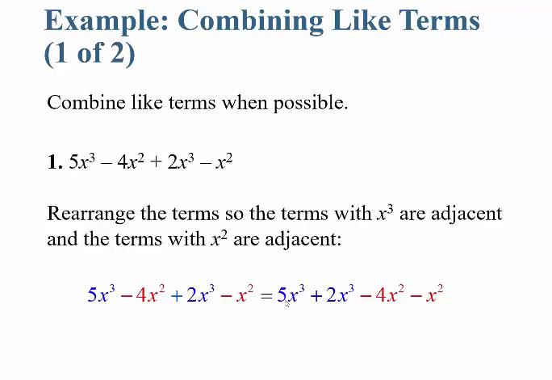So now once you have it here, 5x cubed plus 2x cubed, all you're going to do is add the coefficients. So this becomes 5 plus 2 gives me 7x cubed. Here I have minus 4x squared, minus, when there's nothing in front, there's an invisible 1. So minus 4 minus 1 gets me minus 5x squared. And this would be a fully simplified and combined like term polynomial.